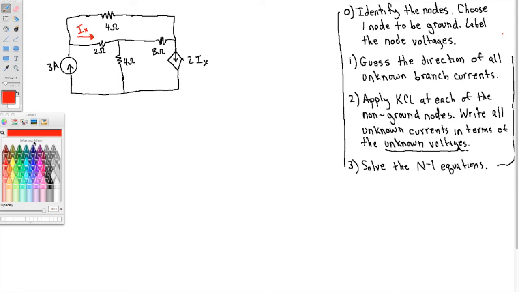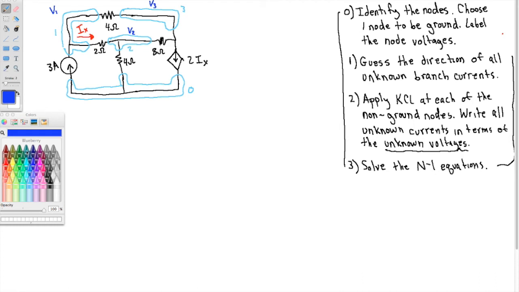All right, so let's identify the nodes. Here's one. Here's another. Here's another. And here's another. So 4 nodes minus 1 makes 3. So we'll have 3 unknowns and 3 equations. Let's call this node 0, node 1, node 2, and node 3. And similarly, let's say that this is voltage V1, voltage V2, and voltage V3 up there. Okay, so that's step 0.